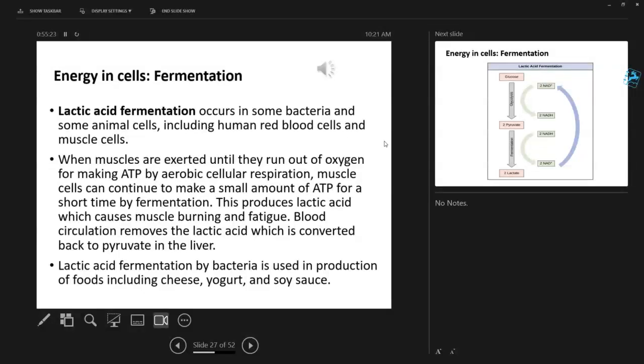Okay. This lactic acid fermentation is the same process used by some kinds of bacteria that are used for making cheese, yogurt, soy sauce, sauerkraut. The flavor of sauerkraut is lactic acid from lactic acid fermentation.